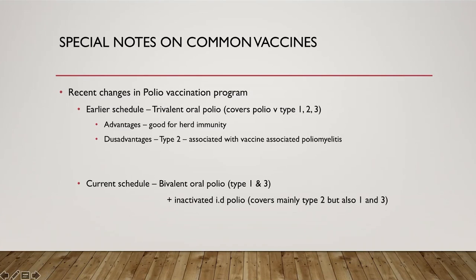Therefore, the vaccine associated poliomyelitis incidence has come down. But we need to protect the child against type 2. So together with the bivalent oral polio vaccine, we give an inactivated intradermal polio vaccine which covers mainly type 2. But it can also increase the immunity to type 1 and 3 as well. So bivalent oral polio covers mainly 1 and 3. Inactivated intradermal polio, which is given as 2 doses at 2 and 4 months, covers mainly type 2, but it can cover type 1 and 3 as well.